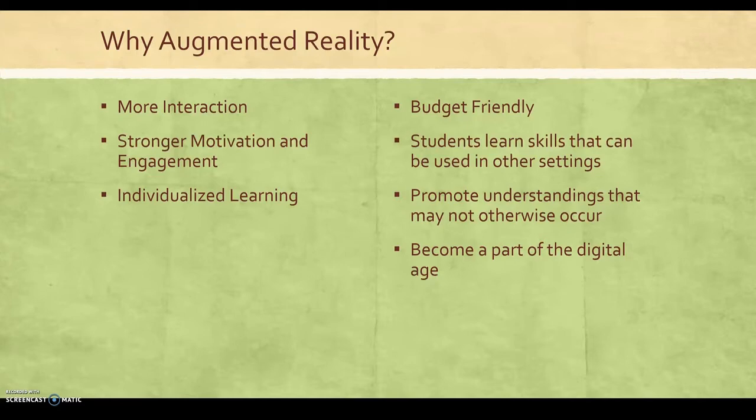Lastly, students learn skills that can be used in other settings. When you are using augmented reality, the students have to use critical thinking skills. They have to ask, what do I already know? How can I solve this problem? What is it asking me to do next? How am I working with my partner? So these are all social skills and critical thinking skills that we want our students to develop. And a textbook alone isn't going to develop these skills, but augmented reality will.